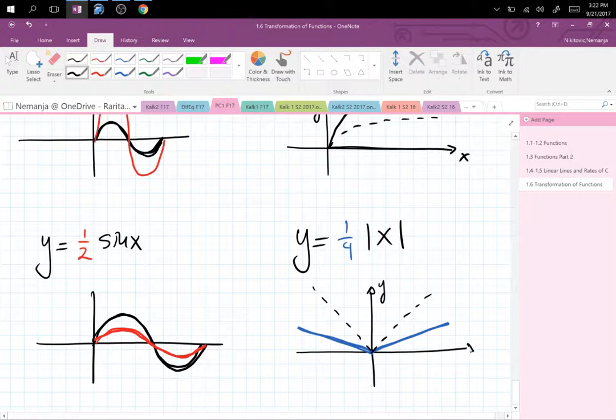So as you can see, I'm shrinking the function if I use numbers between 0 and 1, and stretching it if I use numbers larger than 1. Now, do I get to use negative numbers? Can I say -3? And what would that do?